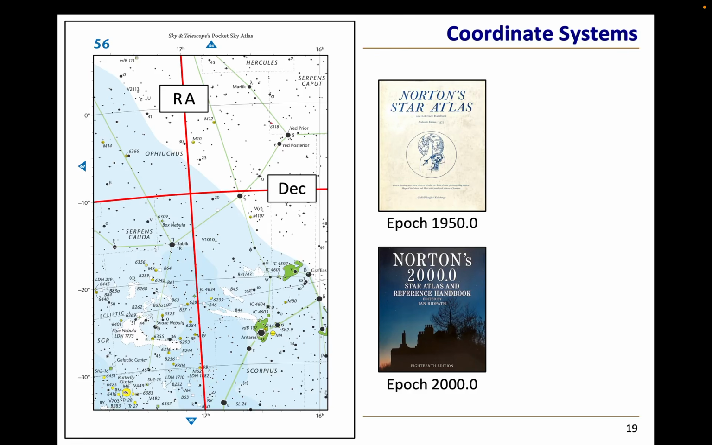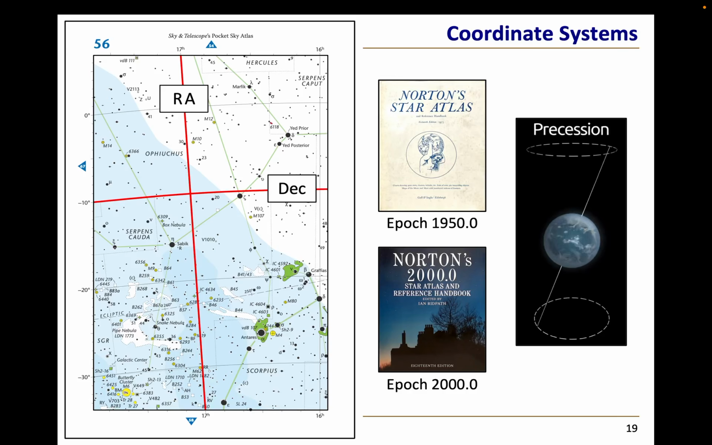So many decades ago, the star atlases were printed with, these are the coordinates of the star as defined on the 1st of January 1950. More recently, we have star atlases defined for, these are the coordinates of the star defined for the 1st of January 2000. Why do the stars change their coordinates? Is it because the stars have moved? Well, not necessarily. It could simply be because the Earth's axis precesses.